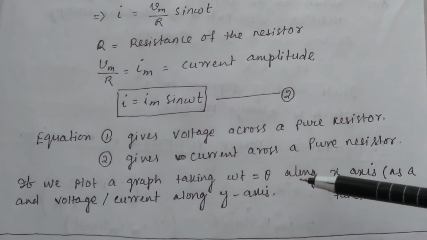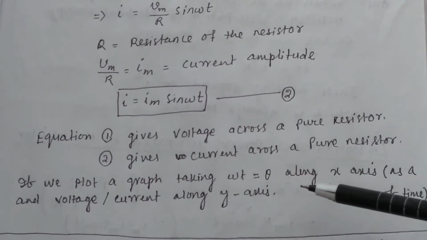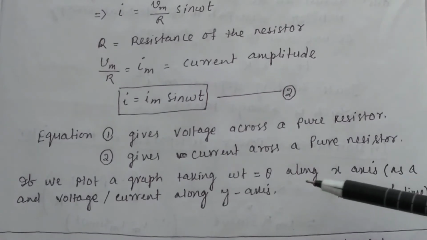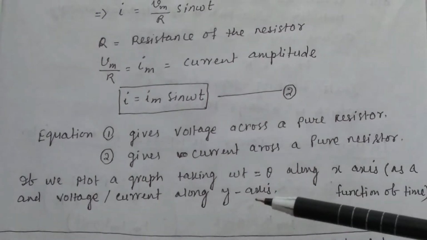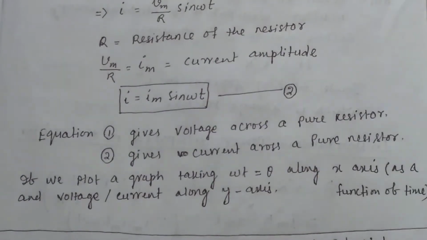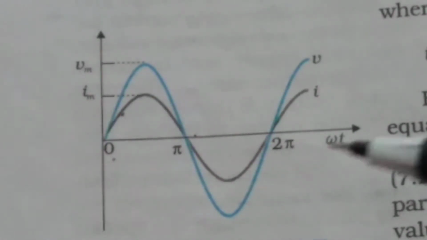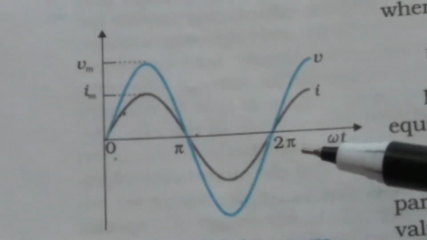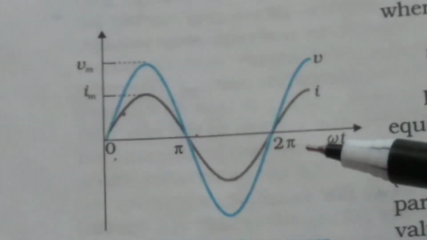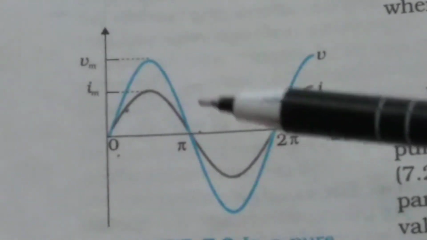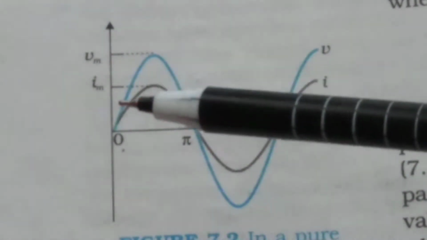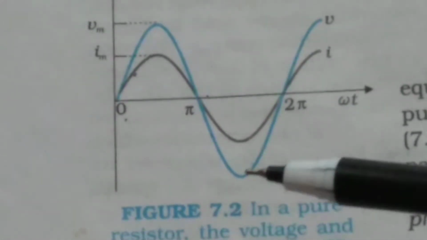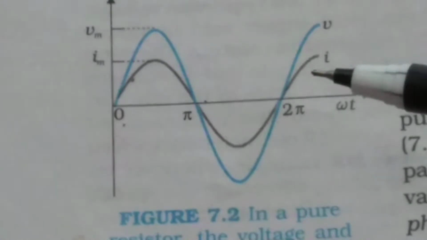If we plot a graph taking omega t or theta along the x-axis and voltage and current along the y-axis, then you will get this. In this figure you see omega t or theta along the x-axis, which is a function of time, and we have taken the voltage and current along the y-axis. Then this will be the nature of the graph, or the nature of the sine curve.